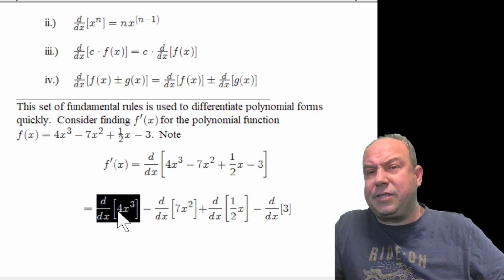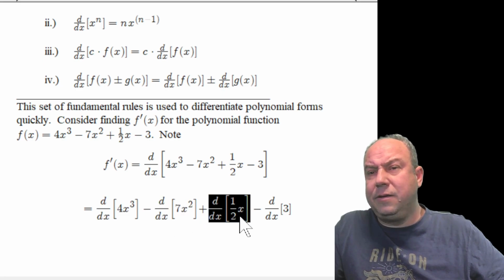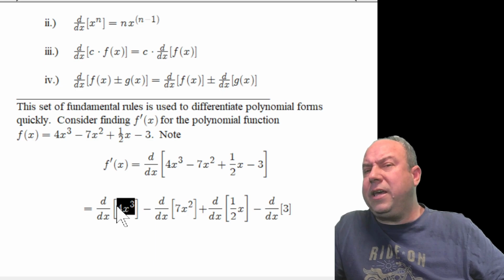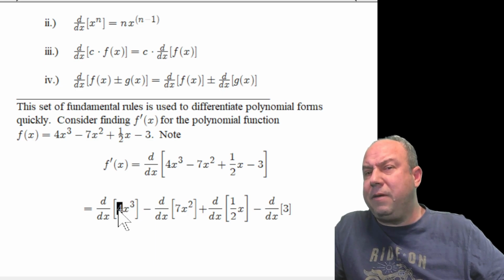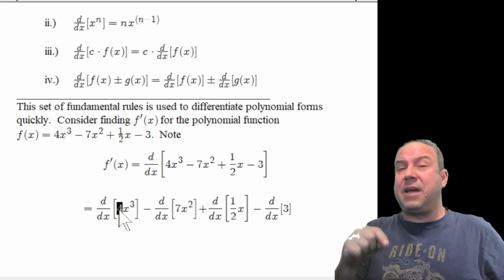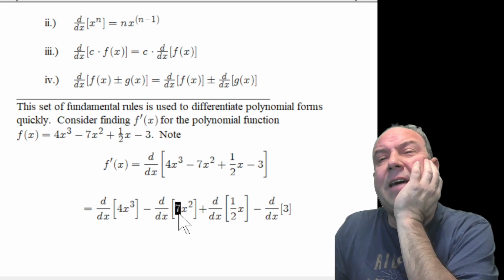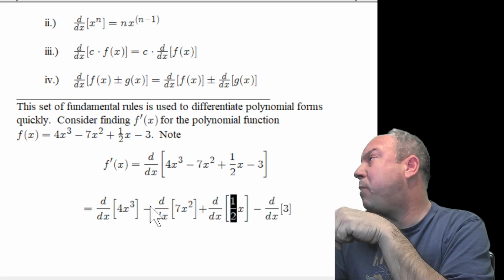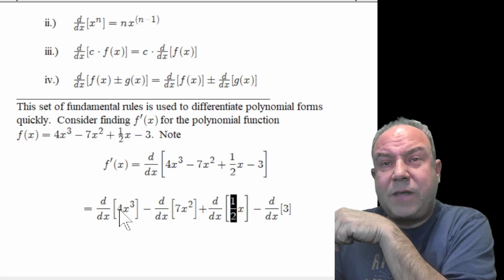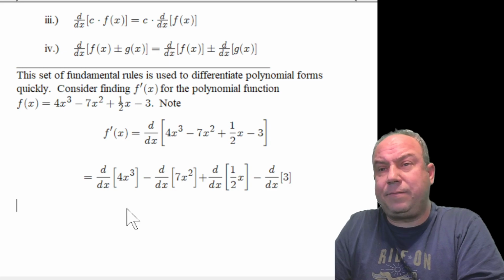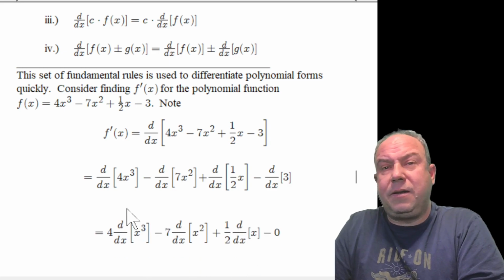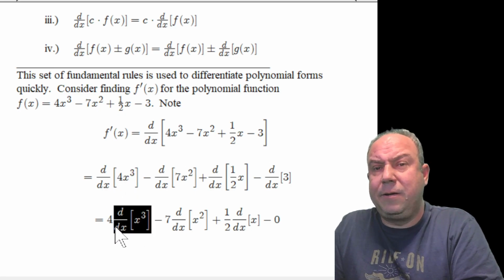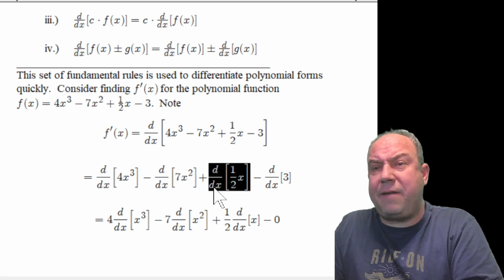Now, when applied to each of these terms individually, the first three cases involve a constant multiple times a function. The 4, the 7, and the 1/2 in these first three terms are all constant multiples times power functions of x. So they can be factored out of the derivative statement. We do see that happen in the next step. We see the 4 factored out of here, the 7 out of here, and the 1/2 out of here.